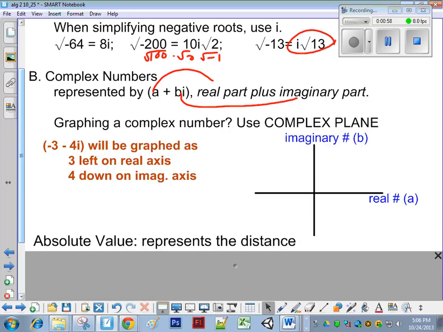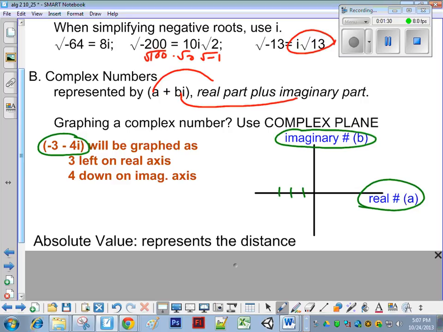On the complex plane, the horizontal axis, the same place where we've had x on a traditional plane, is the real number, the a. On the vertical axis, where y would be, we use the imaginary portion, which will be b. So if I have to graph -3 minus 4i, I'm going to go 3 to the left, 1, 2, 3, and I'm going to go down 4, 1, 2, 3, 4. So that graph's right here.